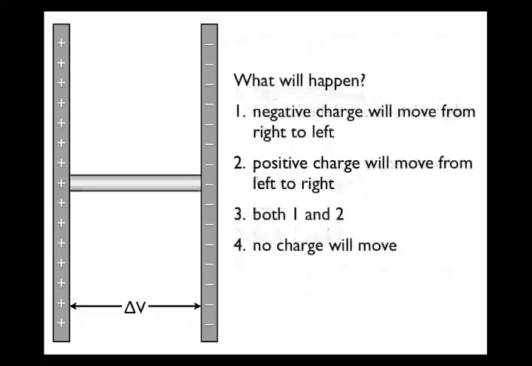So let's consider, still thinking about this system, if I have a potential difference between a positively charged plate and a negatively charged plate, but now instead of keeping them separated and insulated, I put a conducting material, say a conducting aluminum or copper rod that connects one plate to the other plate. What's going to happen? Will negative charge move from right to left? Positive charge move from left to right? Both of those actions, or will we have no charge move?